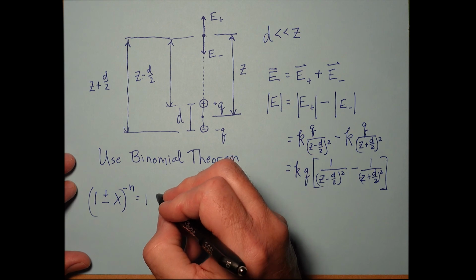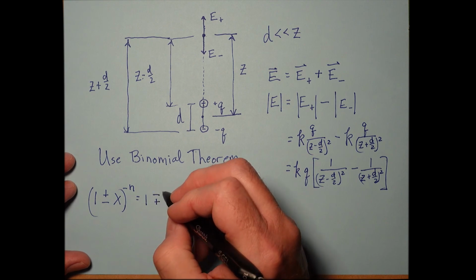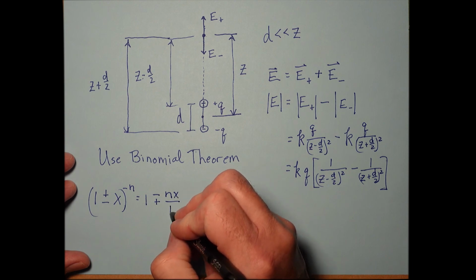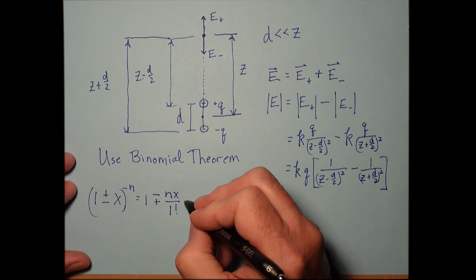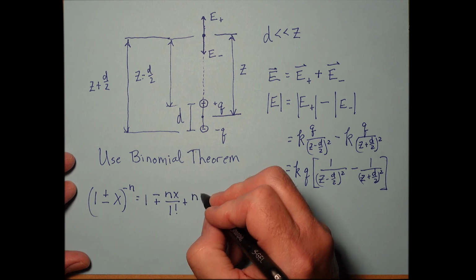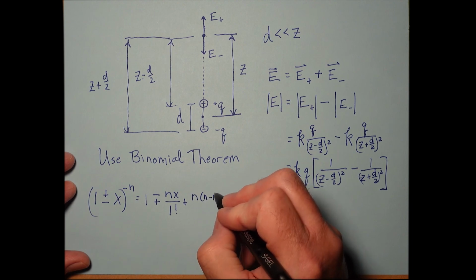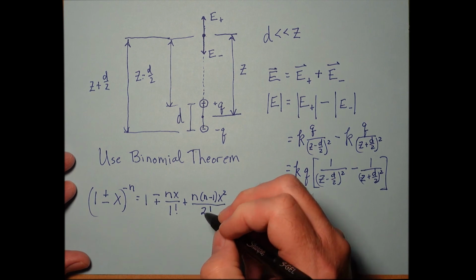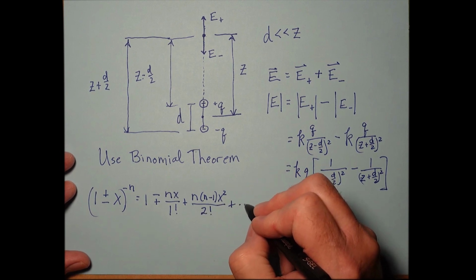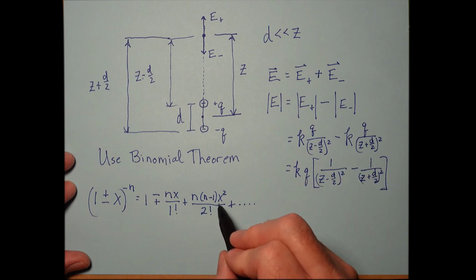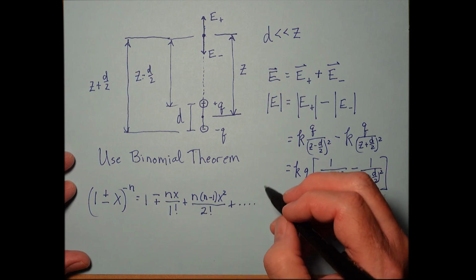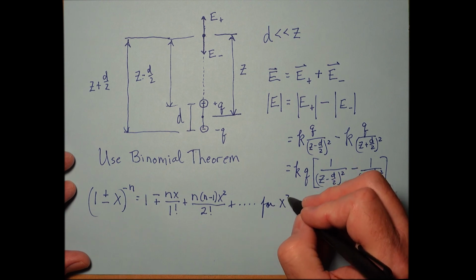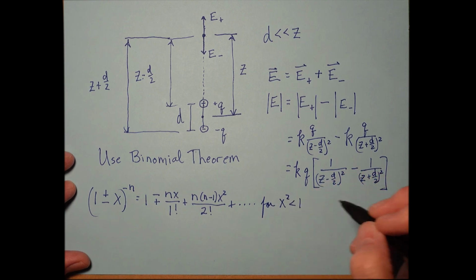1 minus or plus n x over 1 factorial, plus n times n minus 1 x squared over 2 factorial, plus, and that series just continues on. That same trend continues on. And this is for cases in which x squared is less than 1.